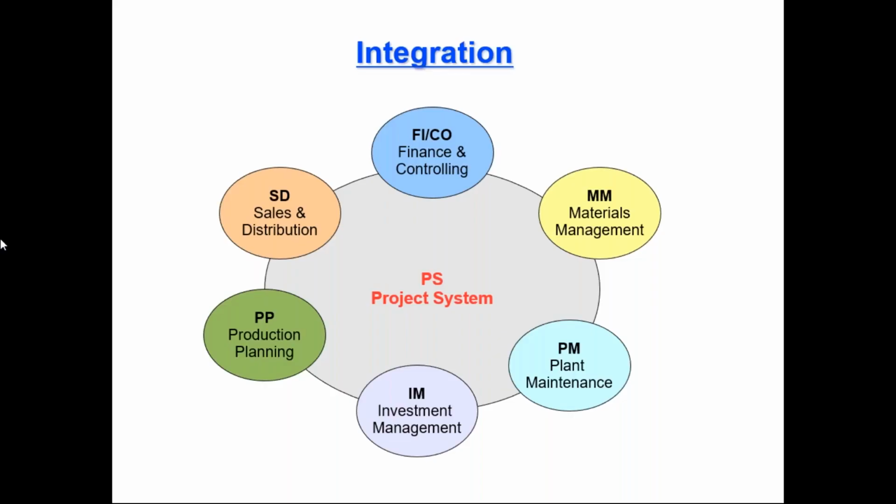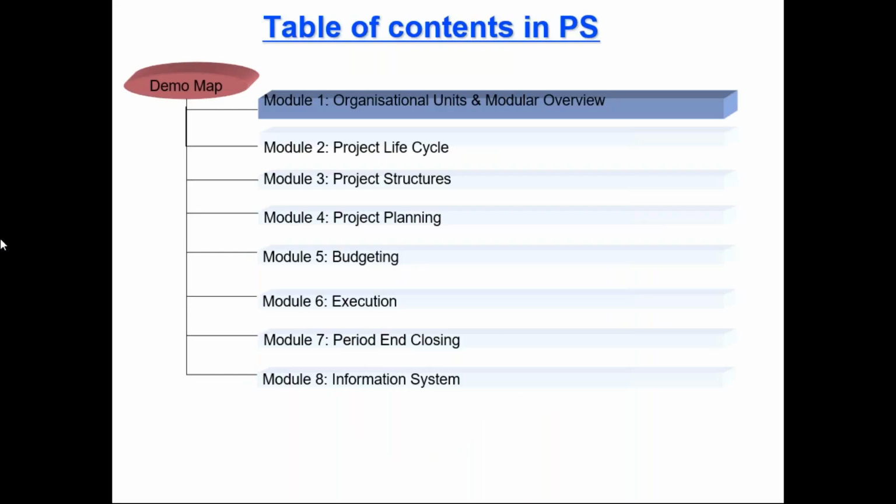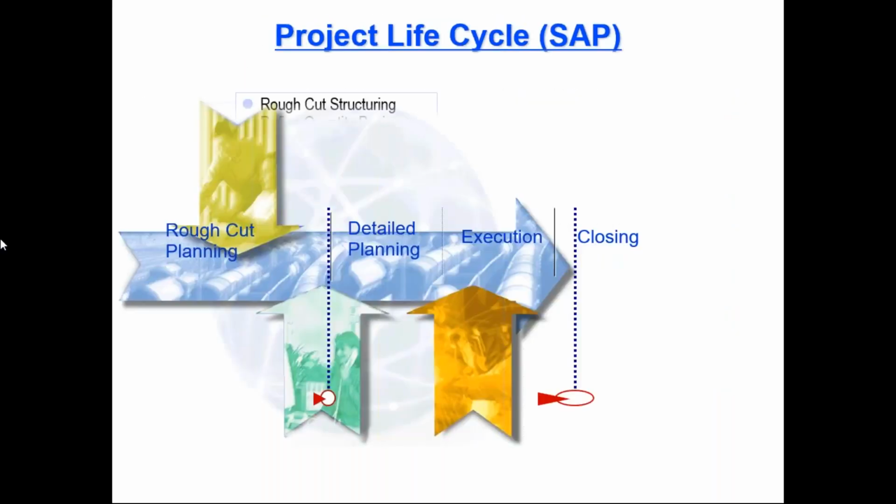Okay, you can proceed. So next is the table of contents in the PS. I am going to explain some overview here. Understand the project process here. See, project life cycle. It is a typical project life cycle. Rough cut planning, I can say it's the initiation. Initiation, rough cut planning, and then it goes to detailed planning, then execution, then closing.